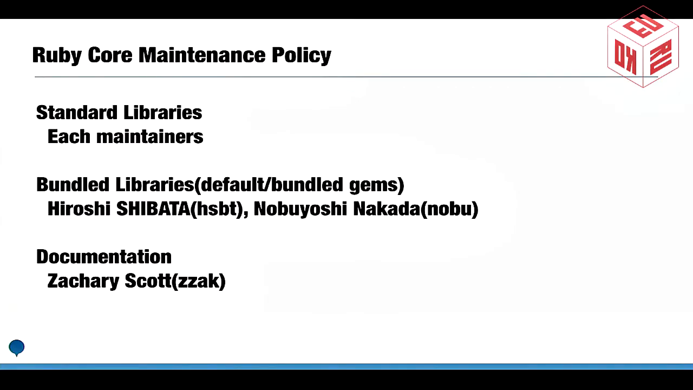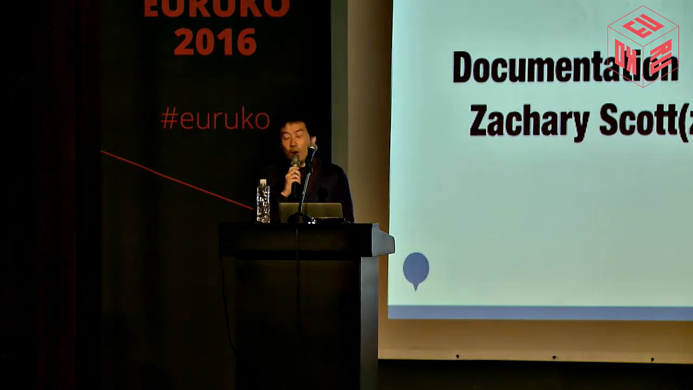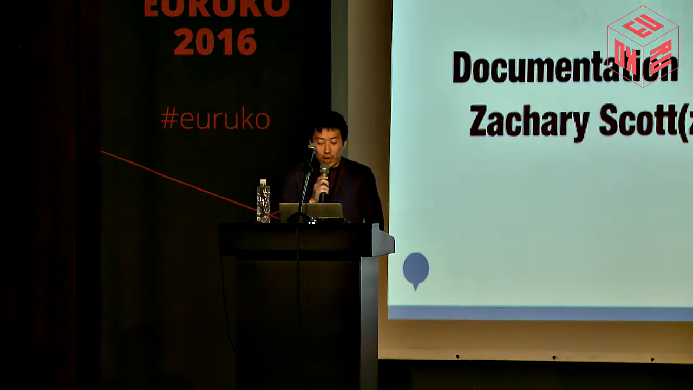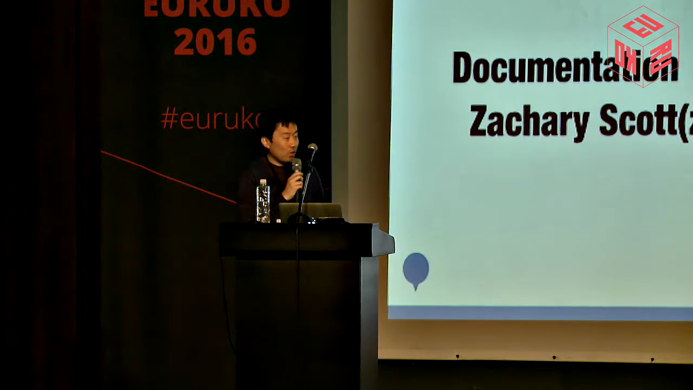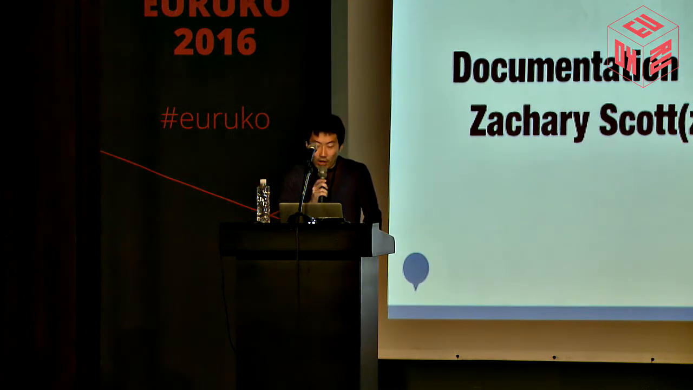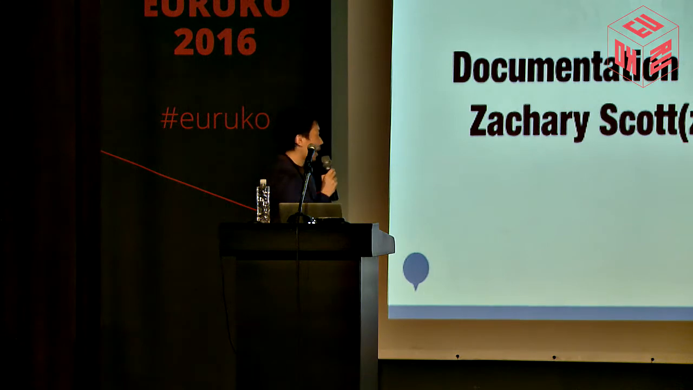Standard libraries such as OpenURI, Net::HTTP, URI and more are maintained by each committer. It does not need acceptance from Matz. That is the difference between core classes and standard libraries. Moreover, we have bundled libraries such as Psych, RubyGems and RDoc. They are maintained upstream, outside the Ruby core repository. Nobu, who is a patch monster, and I maintain and backport them. And finally, documentation is maintained by Zachary Scott.